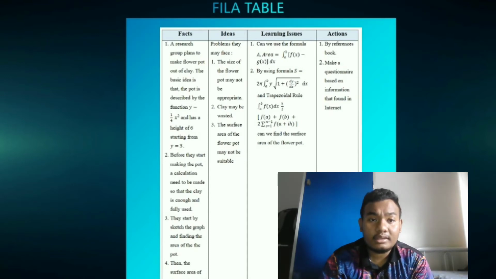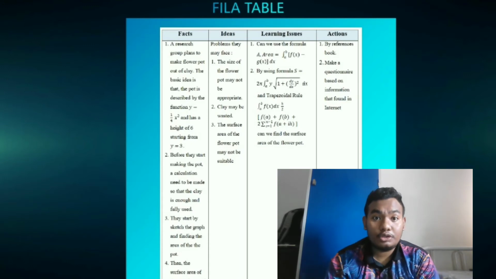Okay, for the ideas, the problems they may face. Firstly, the size of the flower pot may not be appropriate. And secondly, clay may be wasted, and the surface area of the flower pot may not be suitable.